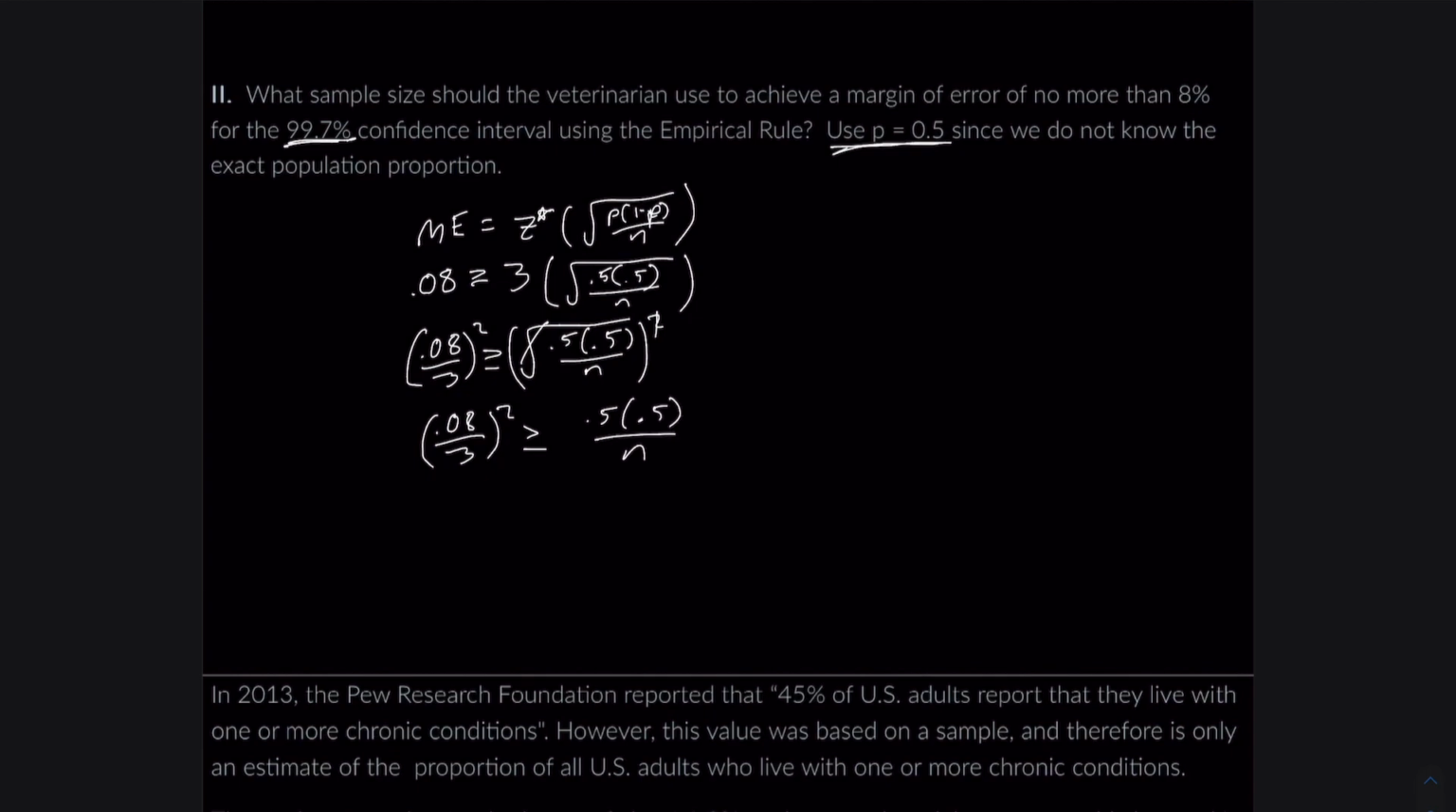And then we're just left with 0.08 over 3, squared, is greater than or equal to 0.5 times 0.5 over N. Right? And so now the last thing that we need to do is move the N over to the other side, and then move the 0.08 over 3 squared to the side that the N is on. So how we do that is we multiply by N, and then we divide by the left side. So it would be N is greater than or equal to 0.5 times 0.5 over that whole part on the left, 0.08 over 3, squared.